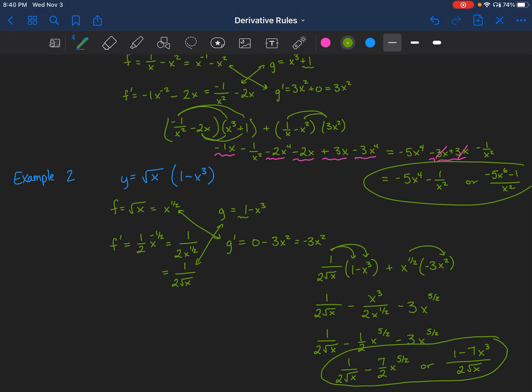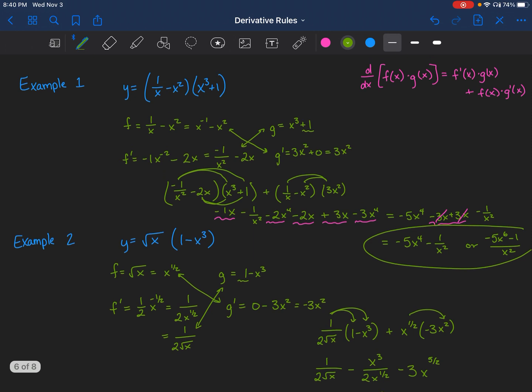Okay, hopefully that does help you guys better understand this stuff a little bit more, especially with this product rule.